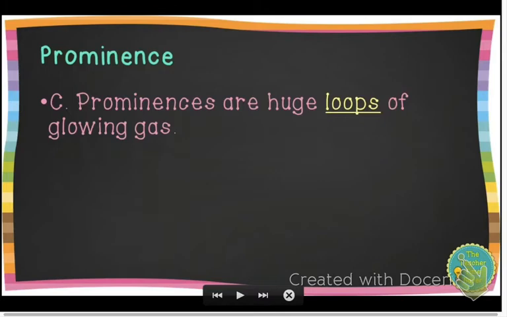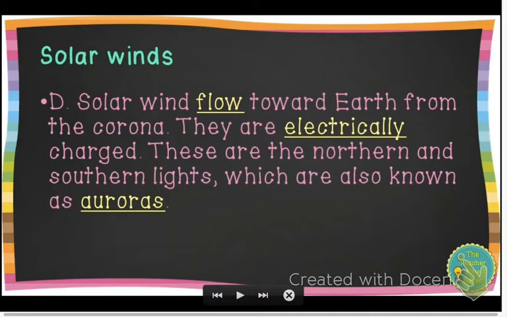Prominences are huge loops of glowing gas. Solar winds flow towards Earth from the corona. They are electrically charged. These are the northern and southern lights, which are also known as auroras.